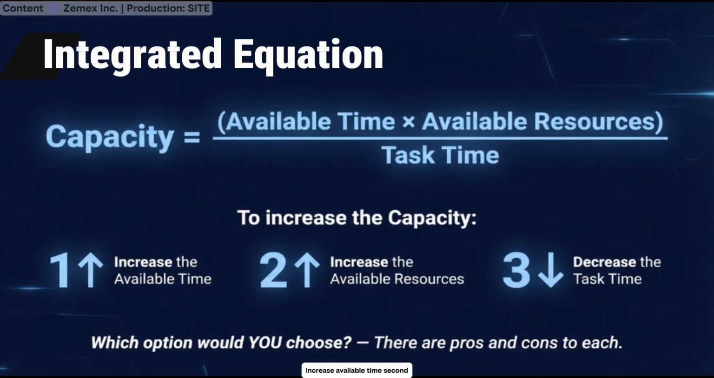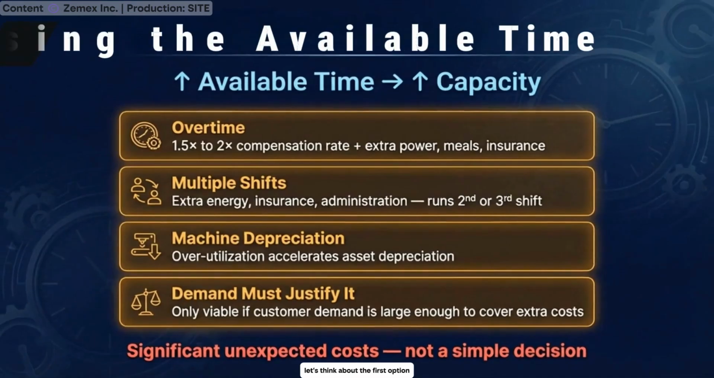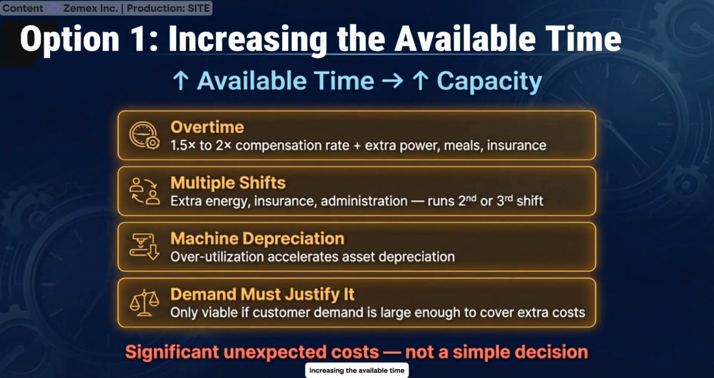First, increase available time. Second, increase available resources. And third, decrease the task time. Which one would you choose? There might be pros and cons for each option. Let's think about the first option, increasing the available time.